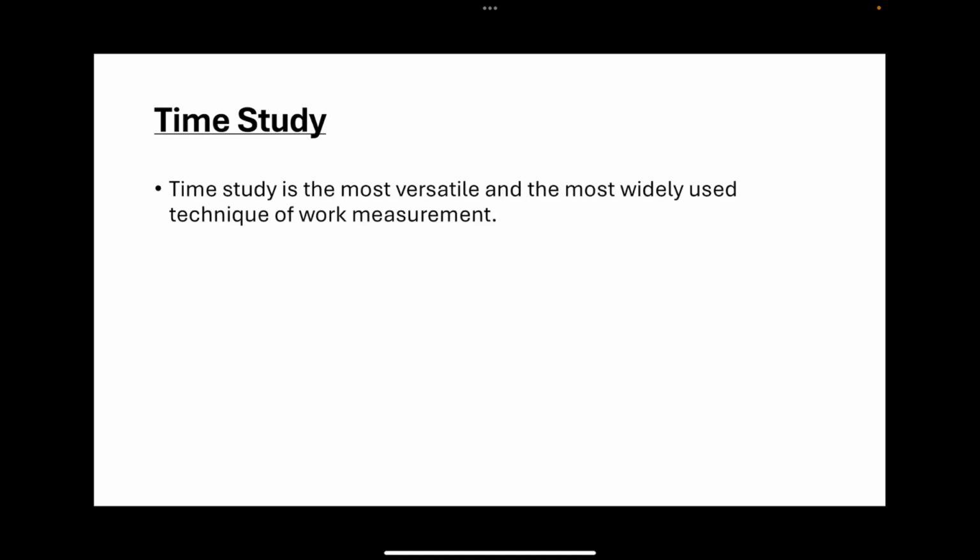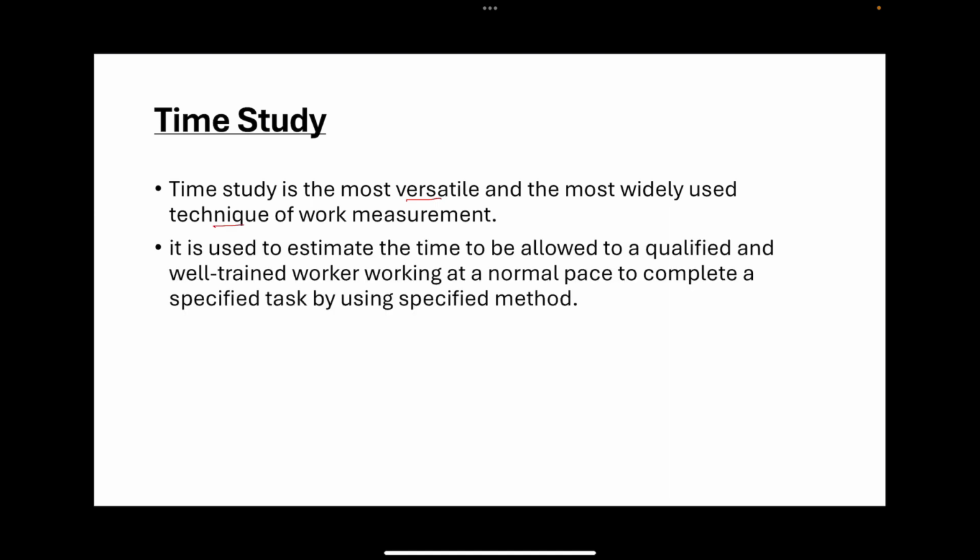Time study is the most versatile and the most widely used technique, and it is used to estimate the time to be allowed to a qualified and well-trained worker working at normal pace to complete a specified task using a specified method. This is the important thing. You need to fix the standard method that is determined by the method study. Then this job is done by a qualified, average well-trained worker at a normal pace. This is called the standard time.